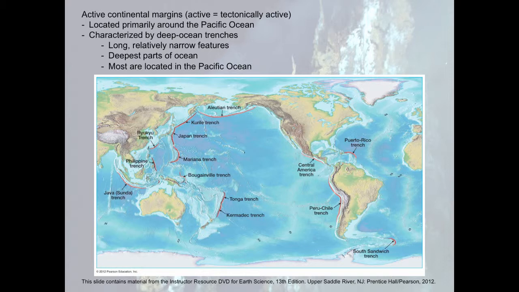They're characterized by deep ocean trenches. Trenches are relatively long and narrow features. They are the deepest parts of the ocean. The abyssal plains or the deep ocean basins are deep, but not as deep as the trenches, where you have usually an oceanic plate subducting beneath another oceanic plate or a continental plate, dragging down lots of material, creating big depressions in the Earth's crust. Most active continental margins are in the Pacific Ocean.